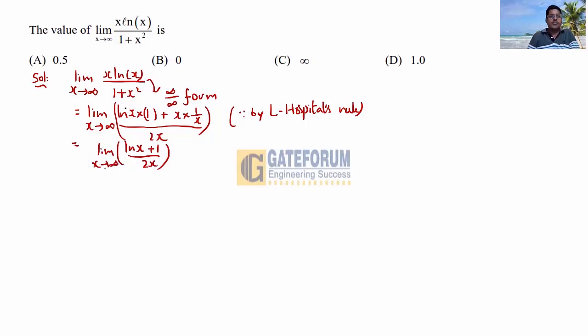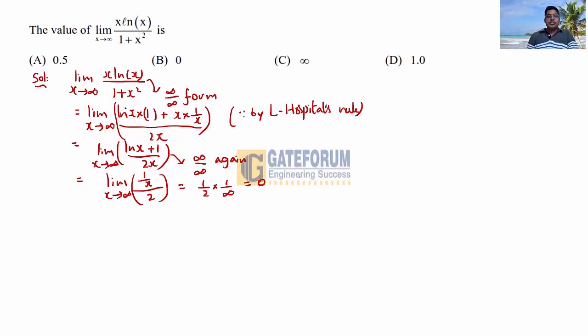By direct substitution, if I put x is equal to infinity, again infinity by infinity. So repeat the process of L'Hospital rule. Again limit x tends to infinity, differentiate numerator and denominator with respect to x: log x derivative 1 by x, constant derivative 0, 2x derivative 2. So this is 1 by 2 into 1 by infinity. 1 by infinity value 0. So the answer is 0.